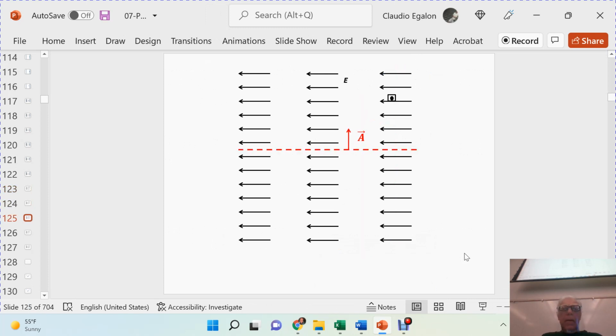Okay, so if we go ahead and imagine a different imaginary surface, not one that's parallel to the plates, but an imaginary surface that's parallel to the field, we get what? We get E dot dA equal to 0. So in this specific case, the electric flux through the surface is going to be 0.